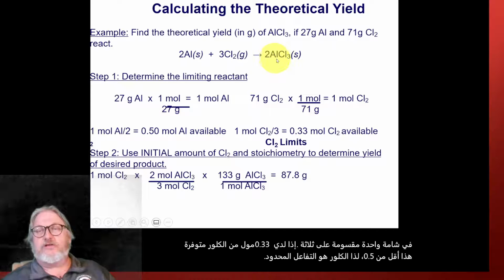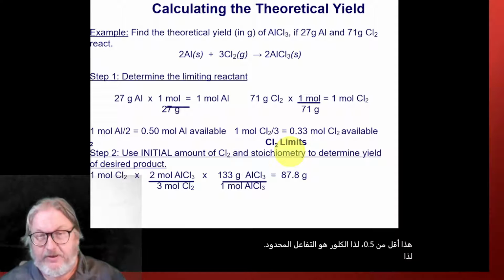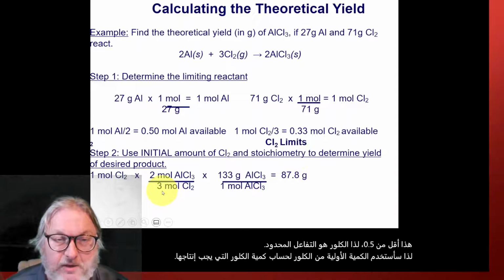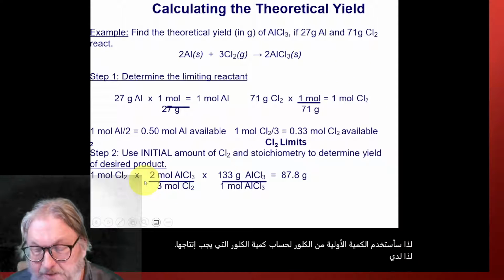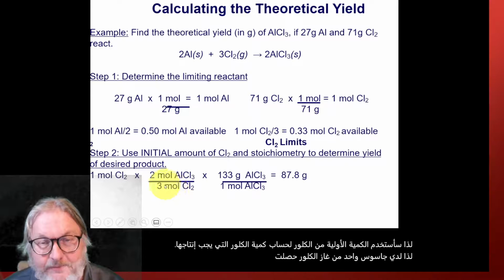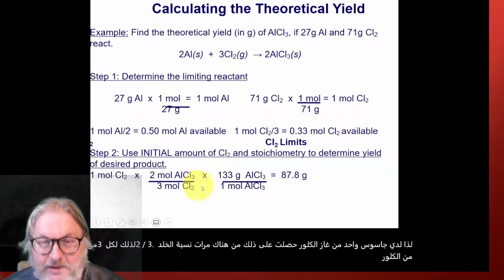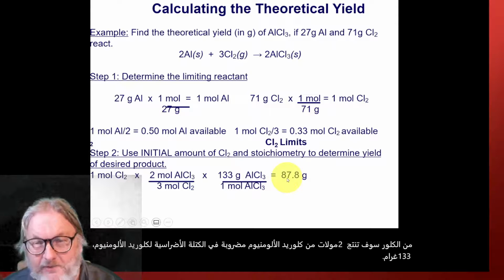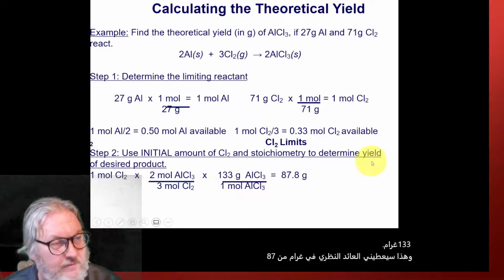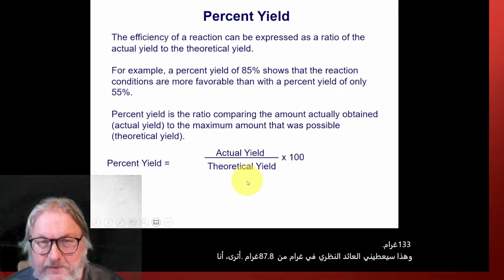So I'm going to use the initial amount of chlorine to calculate how much should be produced. Okay? So I've got 1 mole of chlorine gas, times the mole ratio, 2 over 3. So for every 3 moles of chlorine, it's going to produce 2 moles of aluminum chloride, times the molar mass of aluminum chloride, 133 grams, and that's going to give me the theoretical yield of 87.8 grams. See how I do the math. All right, so that's the theoretical yield.